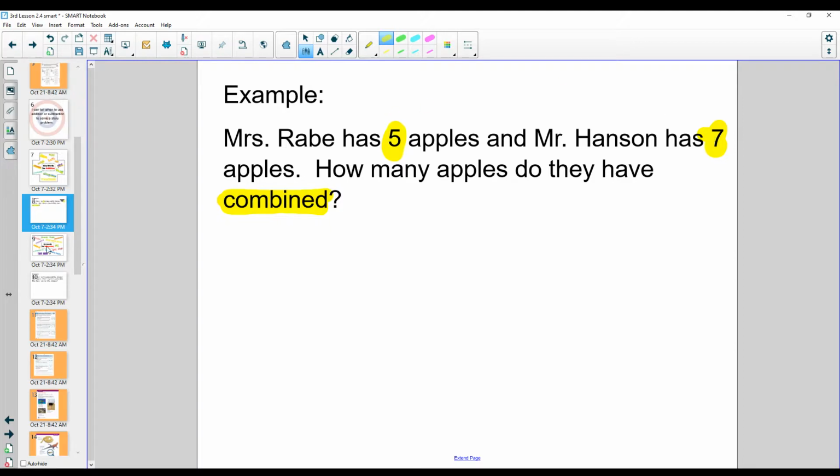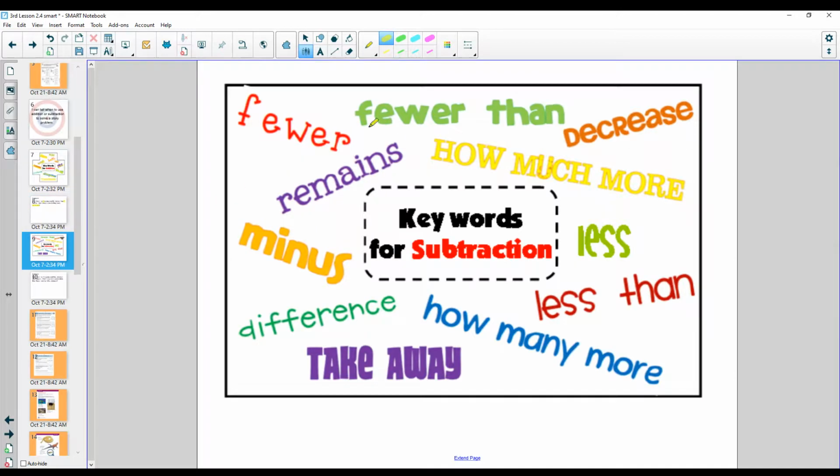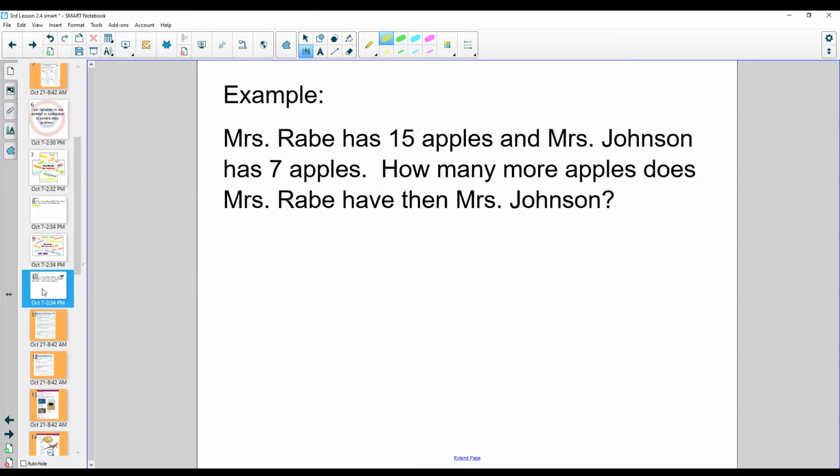So let's take a look at the opposite of adding. We're going to look at subtraction. All right, subtraction, you're going to see words like fewer than, how many remain, minus, what's the difference, how many more. How much more and how many more are something that we see a lot of. How much less than, the decrease.